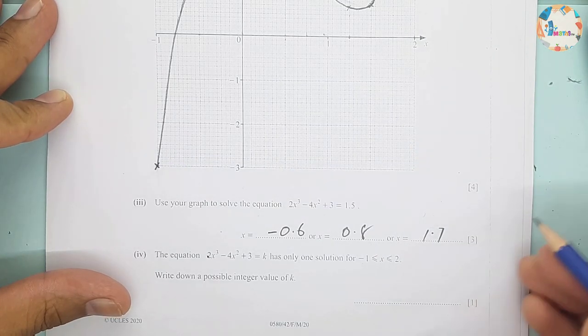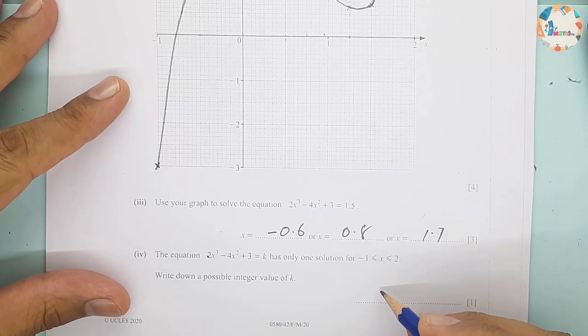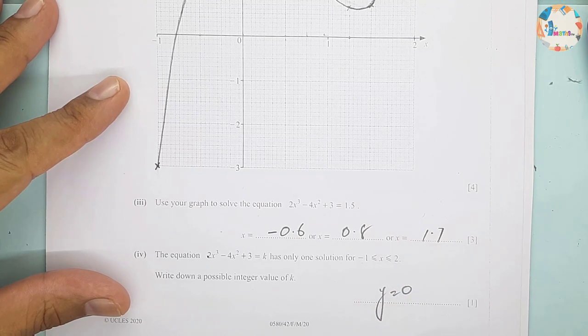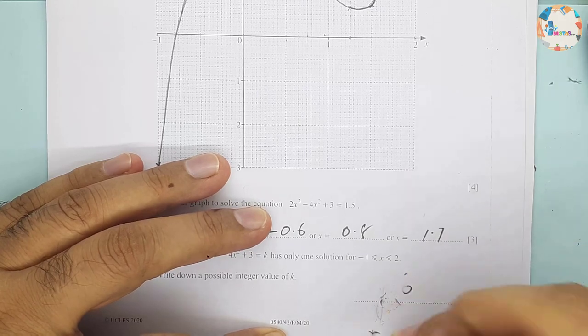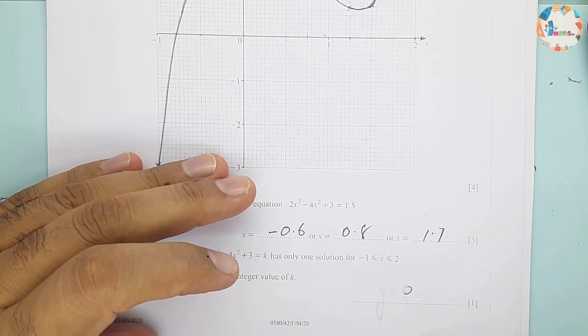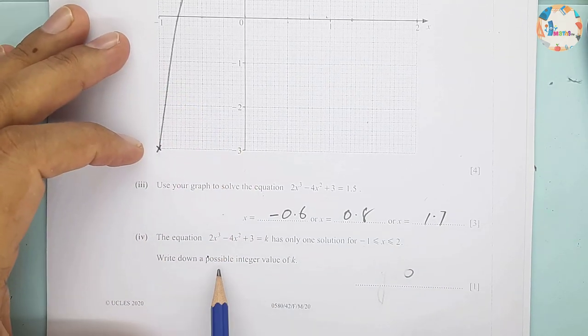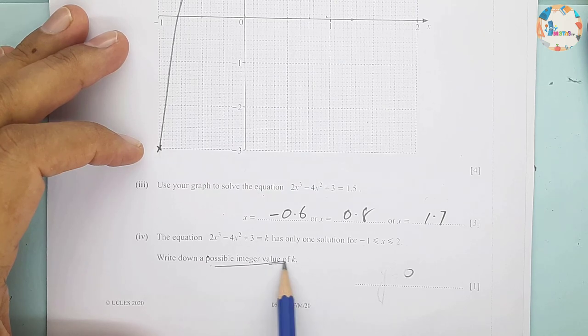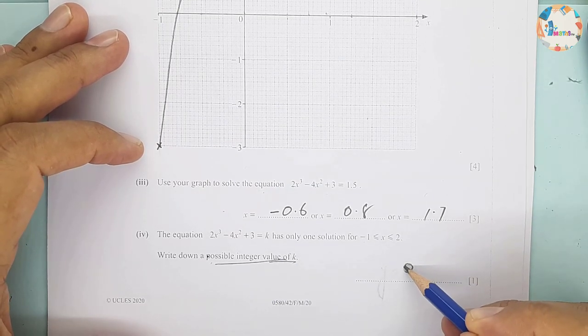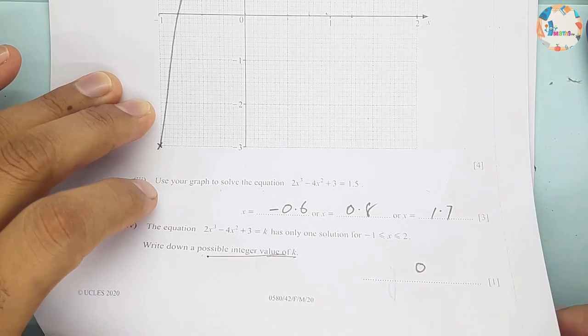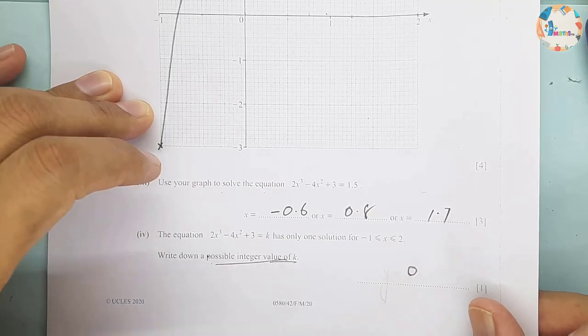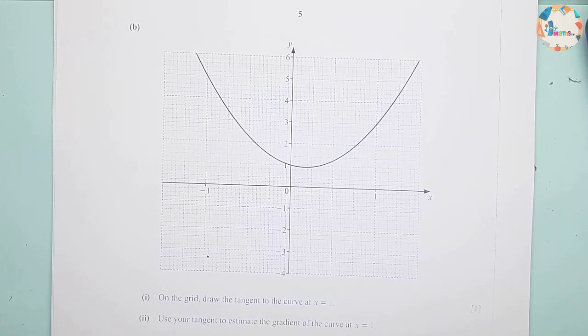So our answer which I am writing is y is equal to 0, or k is equal to 0. I will just write 0, because they are asking to write down a possible integer value of k. So I'm writing this one as 0. It can be possible answer as minus 1, minus 2 or minus 3 as well. Now this is B part.